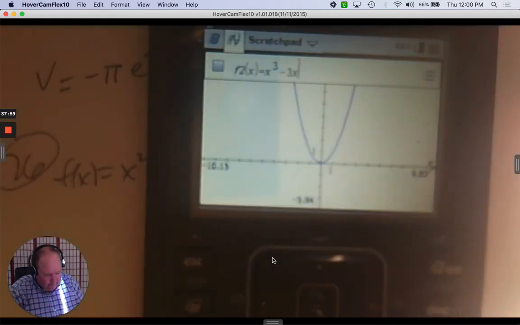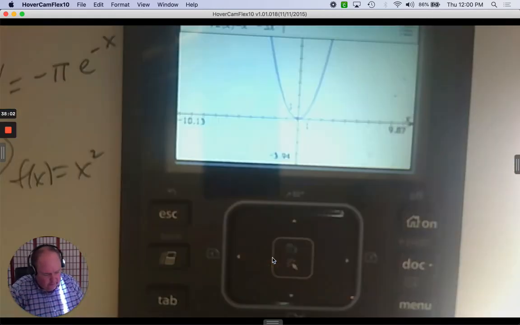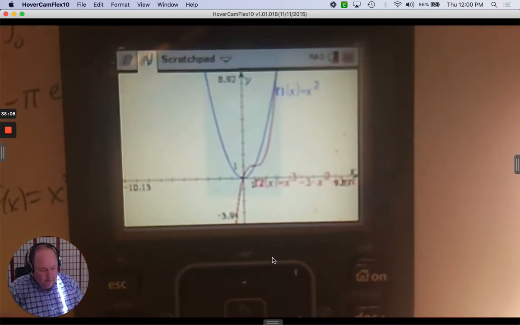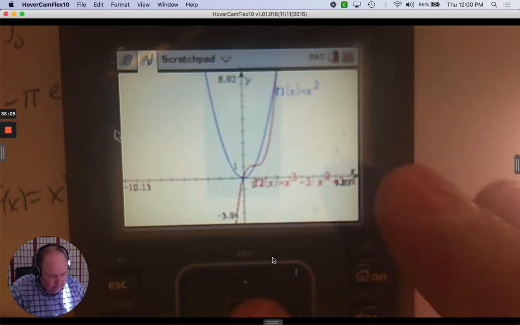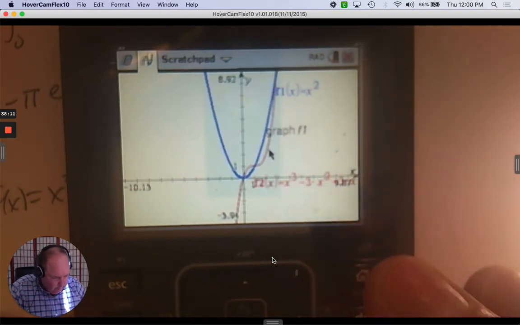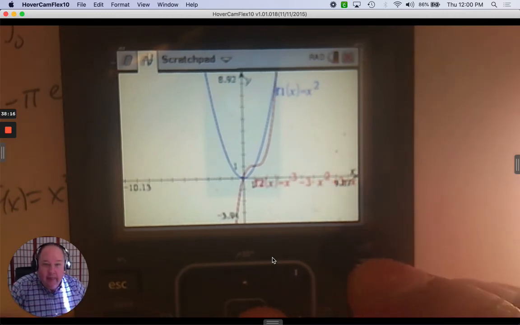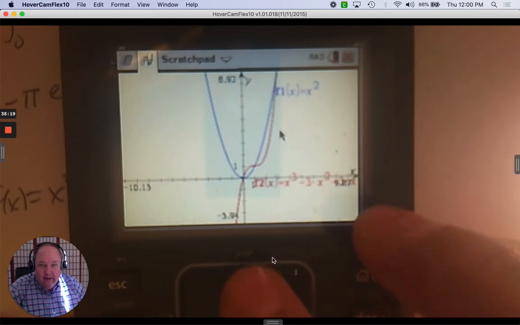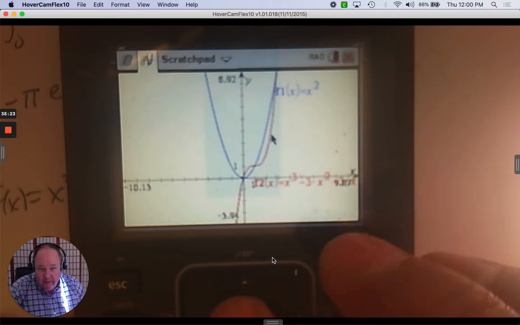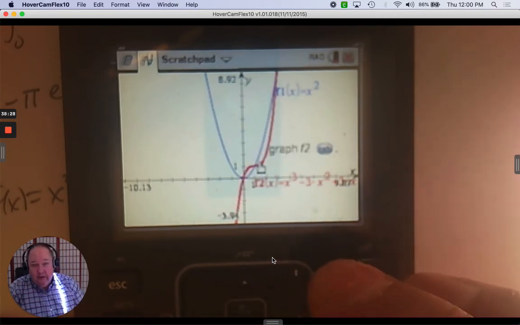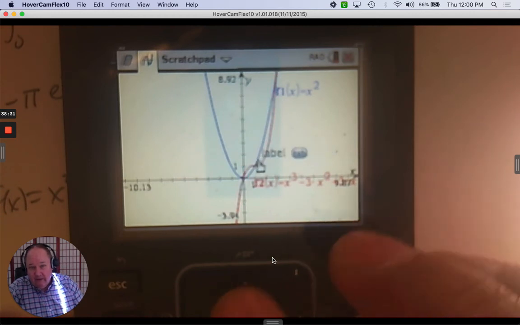Move the cursor. Subtract 3x squared plus 3x. All right, so if I zoom in here, I just want you to notice that it intersects at 3 places. So it's going to intersect up here, down here, and then once again down here. So in other words, we need to set up 2 integrals to find the area that's trapped here.